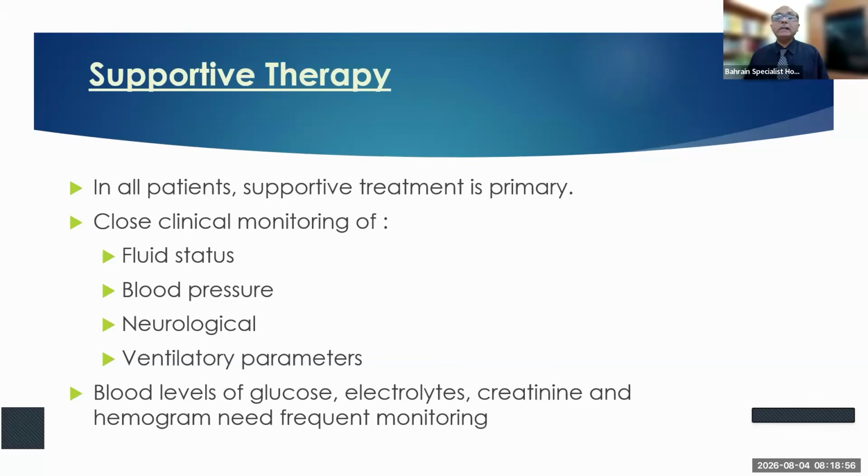So supportive therapy in all patients in the primary and acute phase: there should be close monitoring of fluid status, blood pressure monitoring, and neurological evaluation. Watch out for ventilator parameters, especially if there is any requirement for extracorporeal support, and DIC. Continuous monitoring of blood glucose, electrolytes, urea, creatinine. Hemogram, like CBC, should be monitored for further infection, anemia and low platelets.